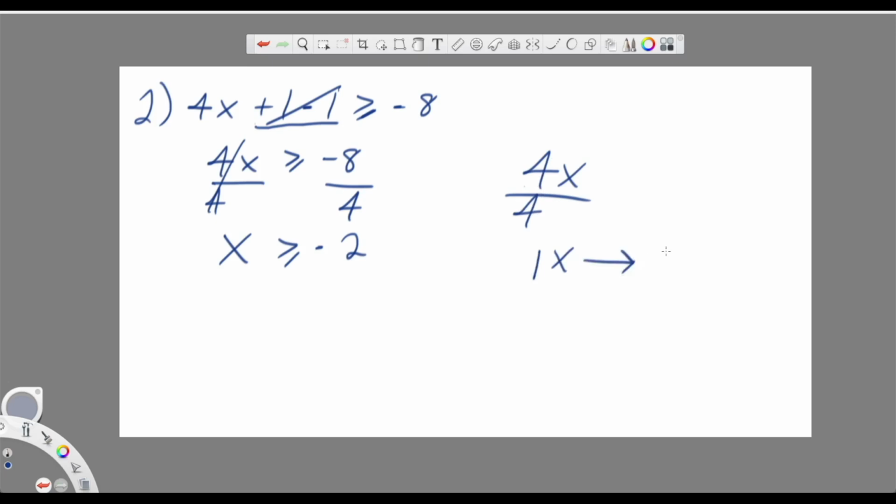1x is the same as x. The reason we don't include the 1 is because it's a lot simpler to read when it's just x, and it's a lot easier to understand when it's just x.